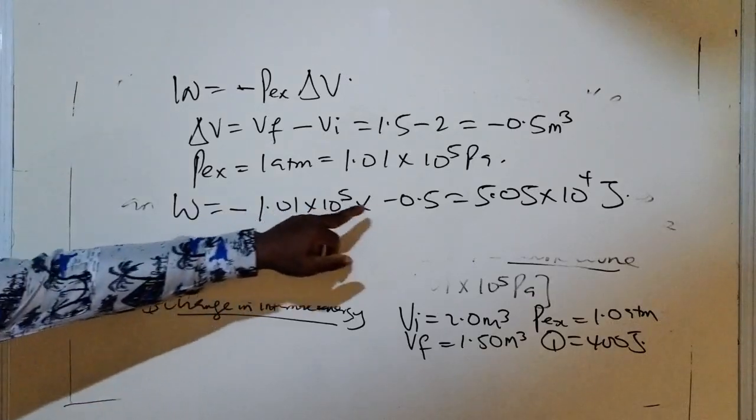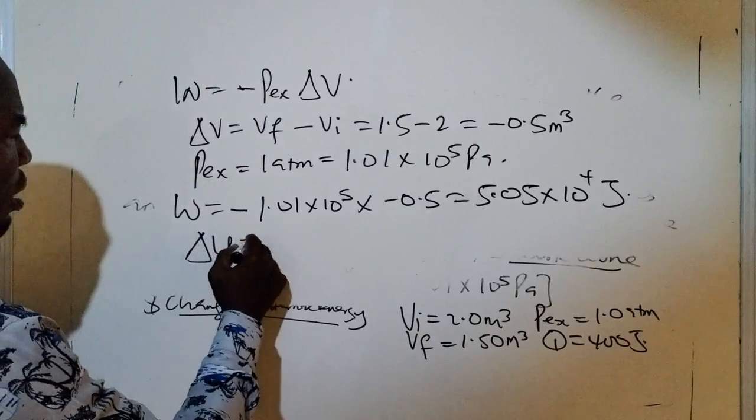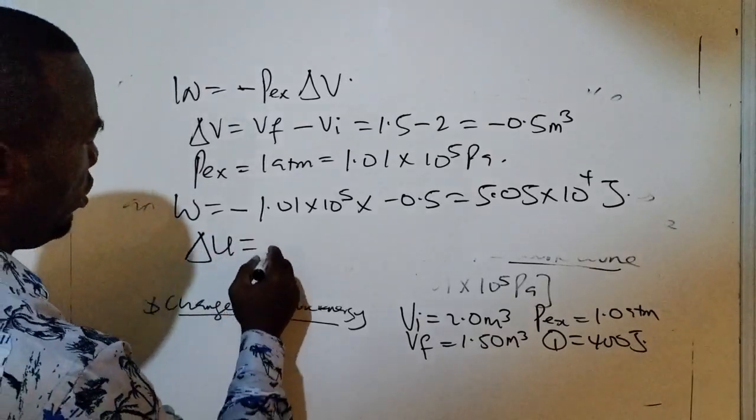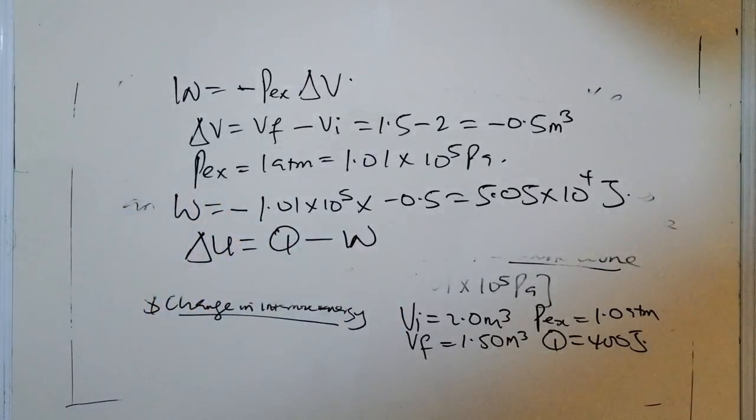So minus will give you a positive answer. So it's a positive work because the system is being compressed. Then we have to find the change in internal energy. Change in internal energy is given by quantity of heat minus work done. So that is the formula for change from the first law of thermodynamics.